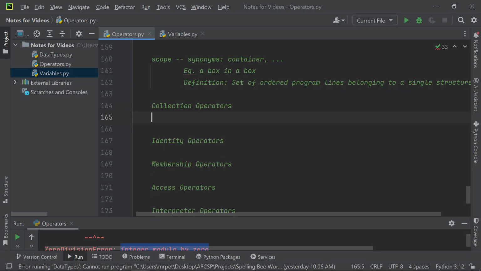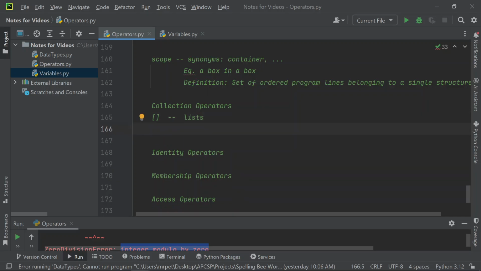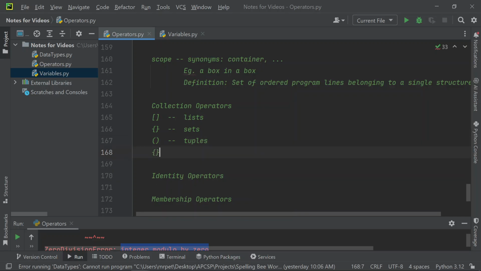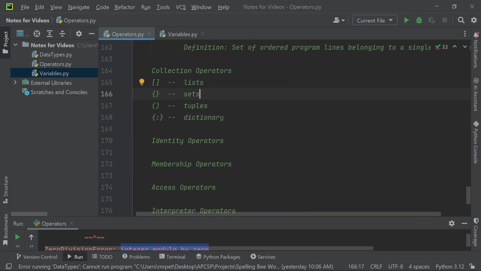Let's move on. Collection operators. We will use these in the second half of the semester. The square brackets are used for defining lists. We use the curly braces to define something called sets. We use the parentheses to define something called tuples. And we use a set of curly braces and a colon to define something called a dictionary. Okay, we'll look at these in the future.